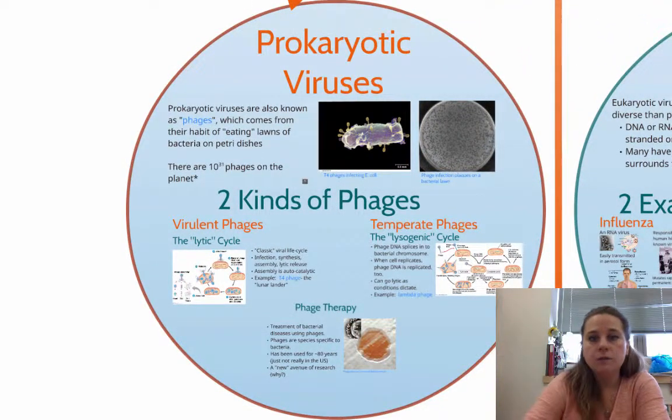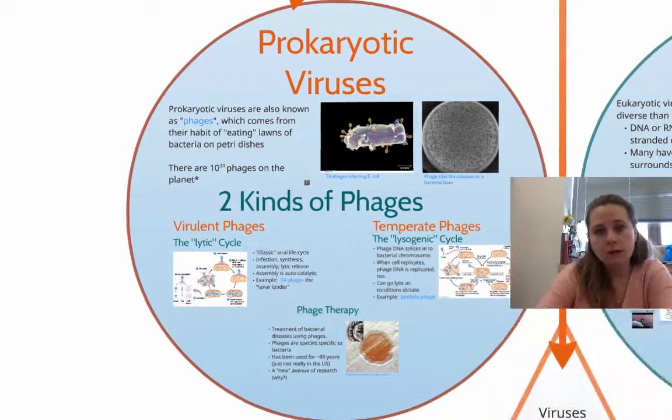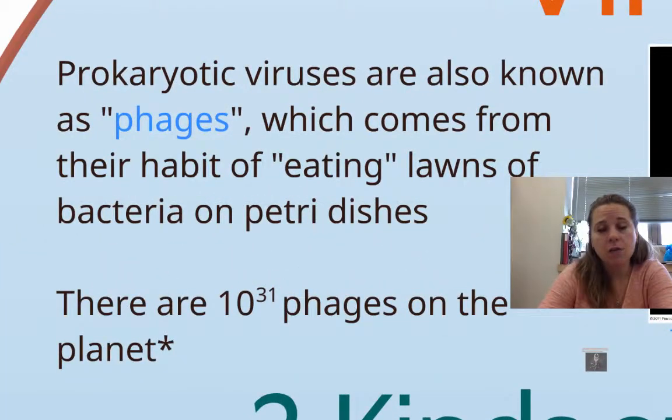There are viruses, like I said, for all domains of life. So there are prokaryotic viruses. These are known as phages, and it comes from this idea of phage, like to eat, like a macrophage. Phagocytosis, right? That engulfing means eating. So their habit of eating wads of bacteria in a petri dish is where the term comes from.